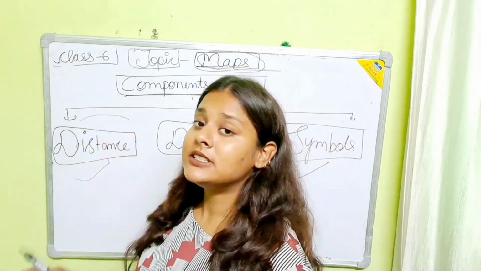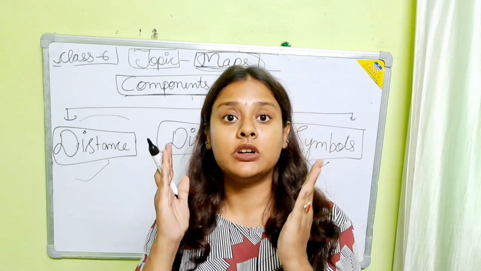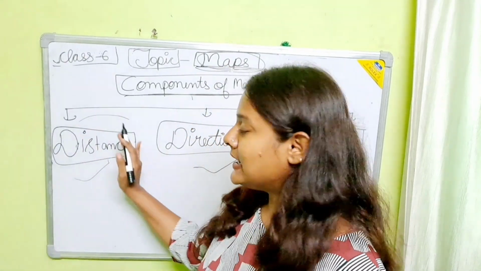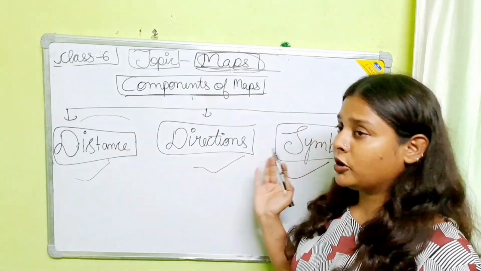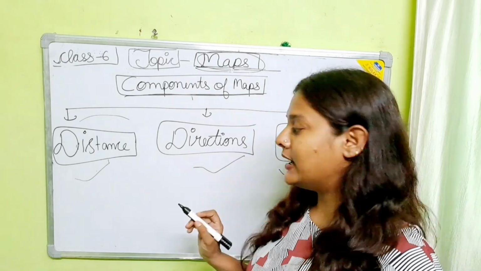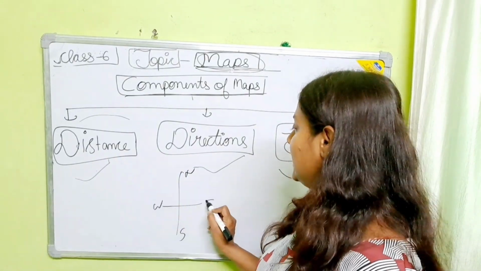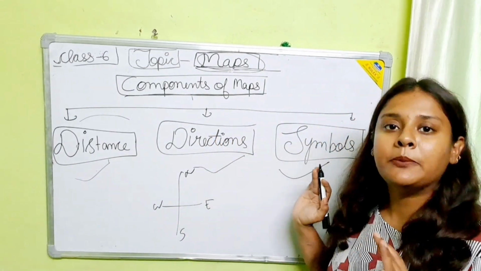Distance can be measured with a scale. As I told you, a map cannot be drawn without a scale, and we are going to discuss this scale in detail under distance. After distance, we are going to discuss directions. As we know, there are four cardinal directions: north, south, west and east. This we are going to discuss under direction. And the third one is symbols.